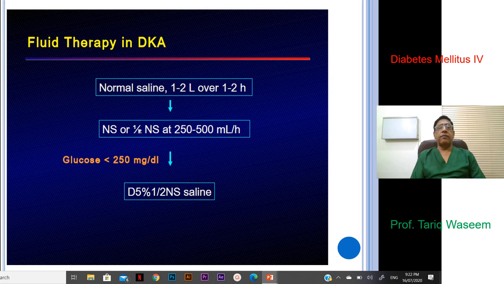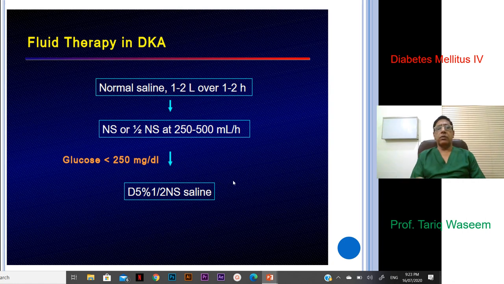And then you check their blood sugar level and sodium level. If sodium is low, you start with normal saline or half normal saline, usually at the rate of around 250 to 500 ml per hour. But once the glucose drops to less than 250, you usually shift to dextrose saline or dextrose water or half normal saline.